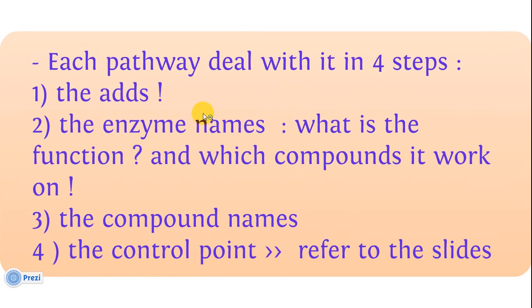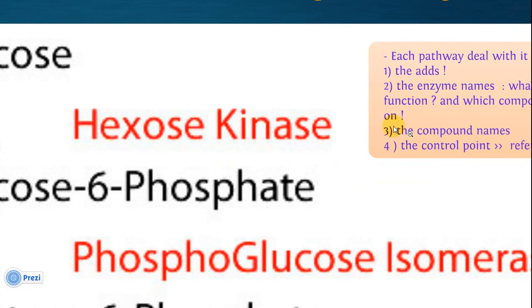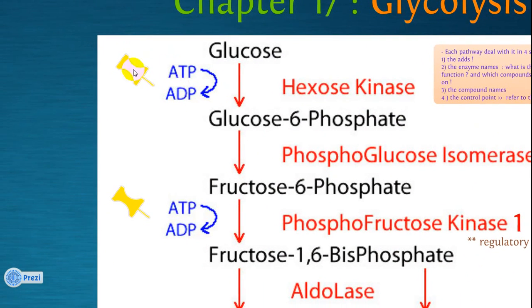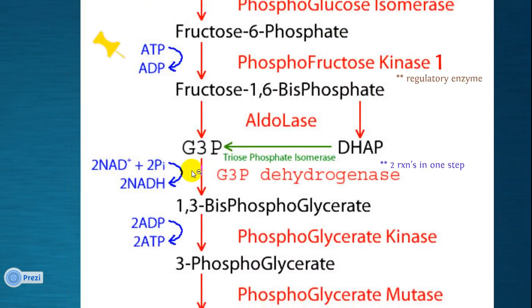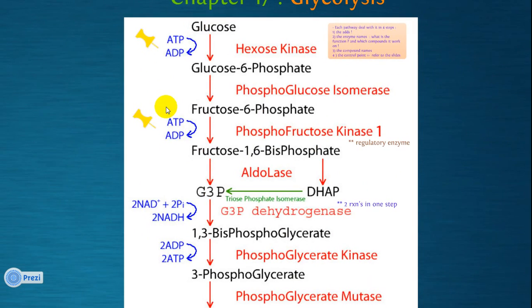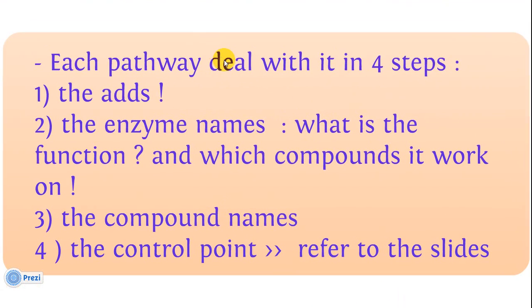Each pathway you can deal with in 4 steps. The first step, deal with the adds. What I mean by adds are those things that you add to the pathway, like the ATP here and the ATP here, like the NADH, the ATP. And those adds, you can remember very easily by knowing the enzyme that will do this reaction, and I will show you how in the next few minutes.